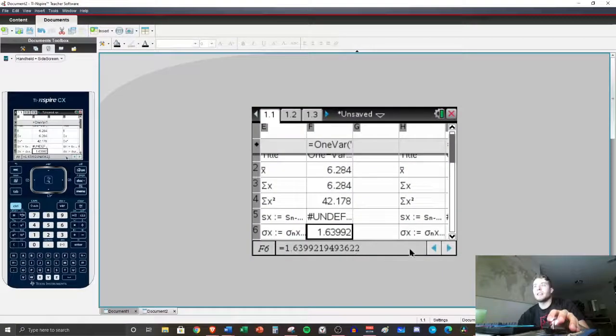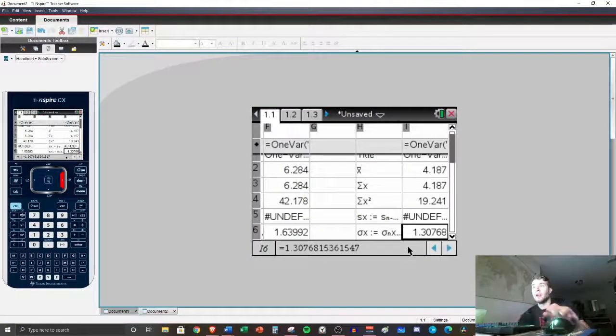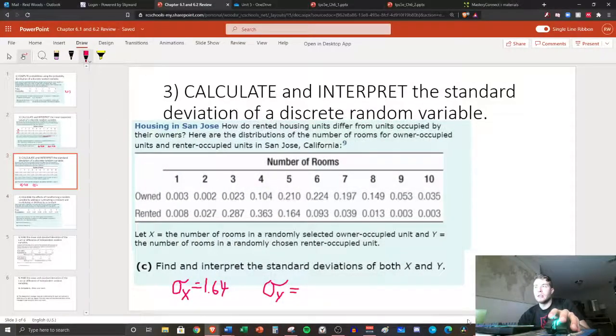Okay. And this again is the spread. Remember, that's what this measures. 1.31 for the renters. So it's more consistent. That's basically what that's telling us. Renters are more consistent to the values that they are, right? Besides the fact that it's skewed, they are typically less spread out and more consistent around their mean. Okay. All right, so that's mean, how to calculate and interpret mean and standard deviation of a random variable.